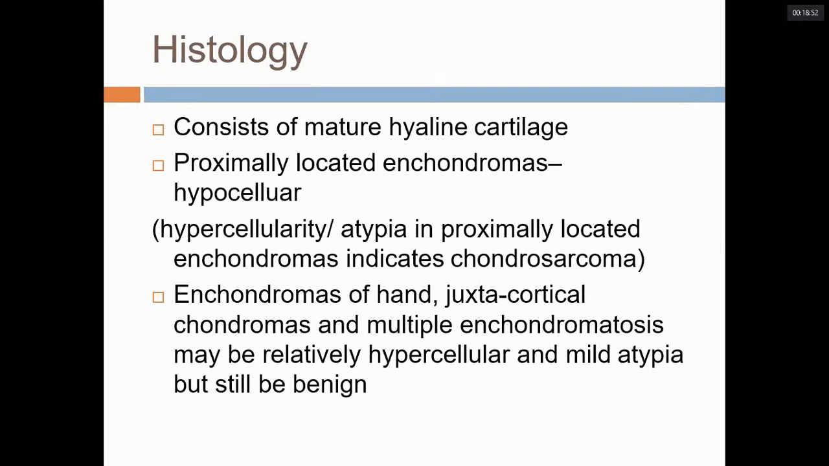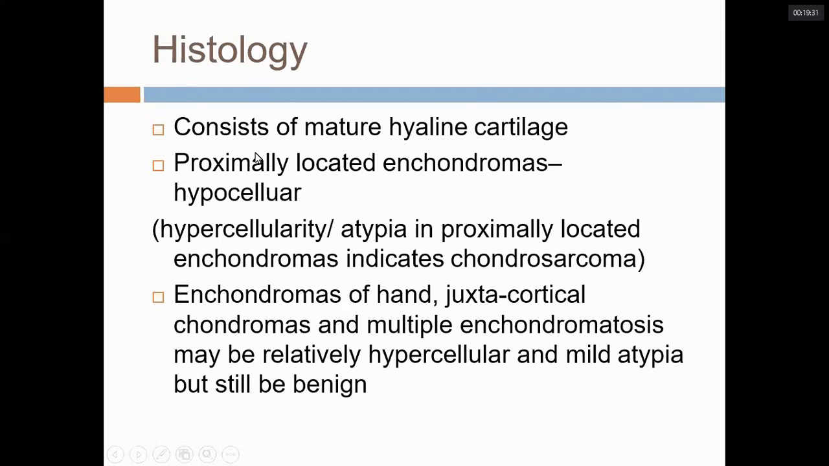So histologically, the tumor consists of mature hyaline cartilage. Proximally located enchondromas are hypocellular, and if there is hypercellularity or atypia, then it indicates chondrosarcoma. But in case of the hands, juxtacortical chondromas, and multiple enchondromatosis, they may be relatively hypercellular. Even if there is mild atypia, they may still be considered benign tumors.